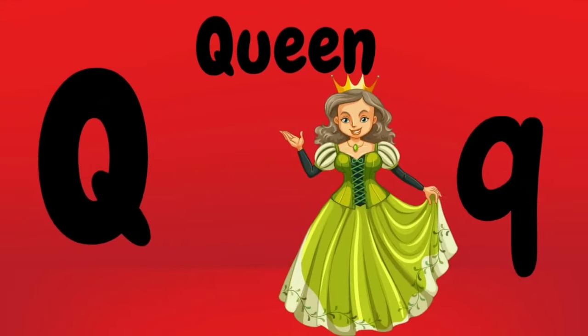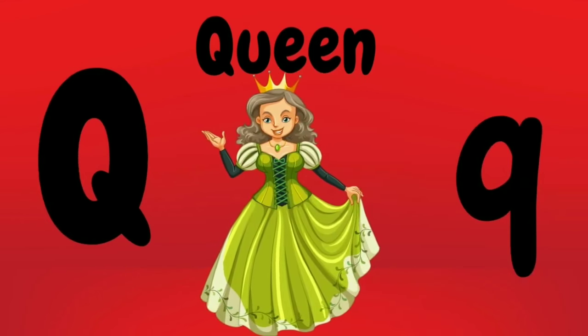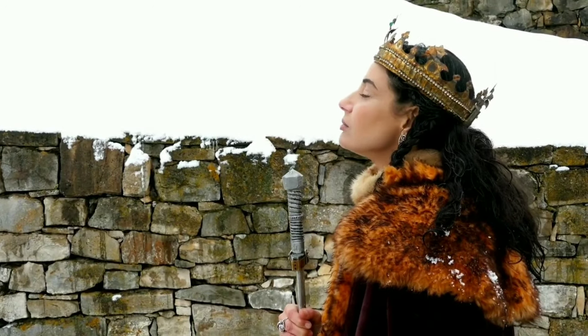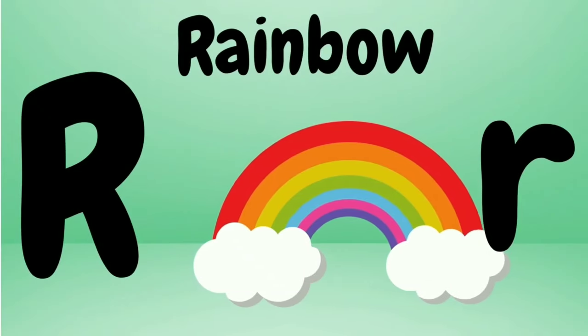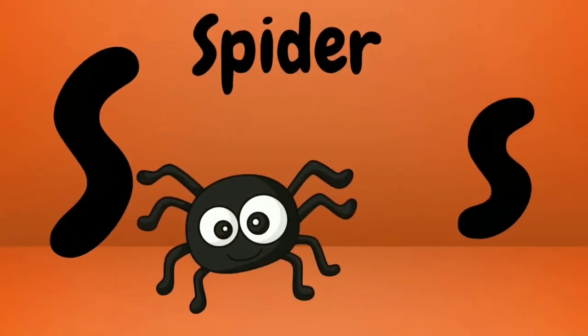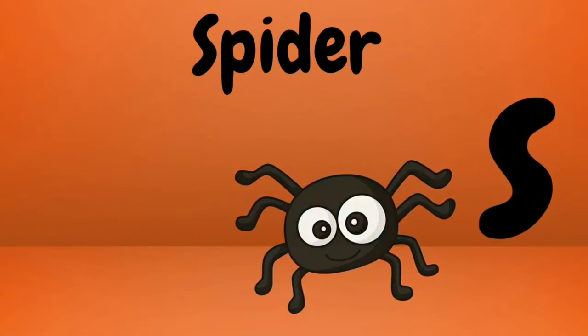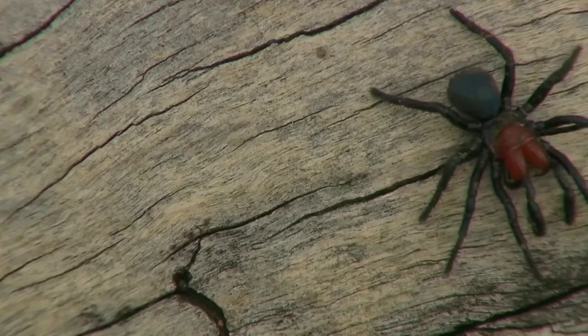Q is for queen, queen, queen. This is a queen, queen, queen. R is for rainbow, rainbow, rainbow. This is a rainbow, rainbow, rainbow. S is for spider, spider, spider. This is a spider, spider, spider.